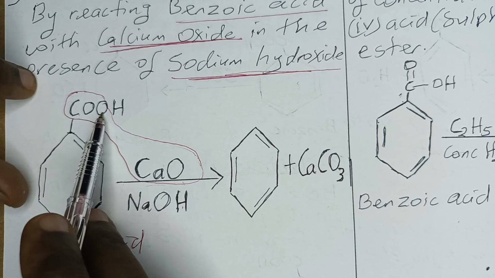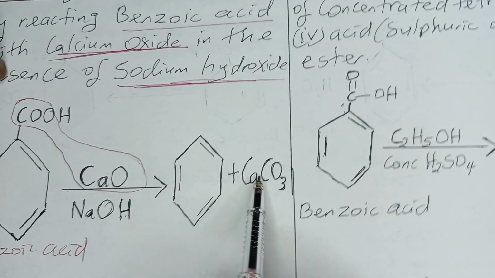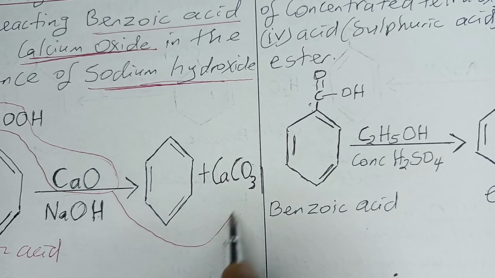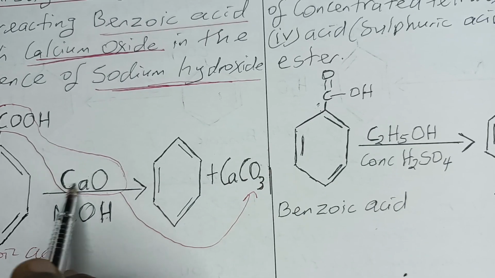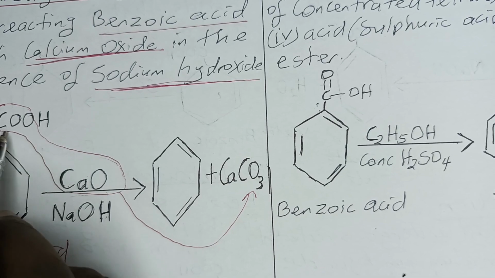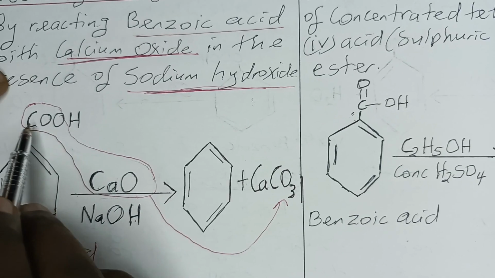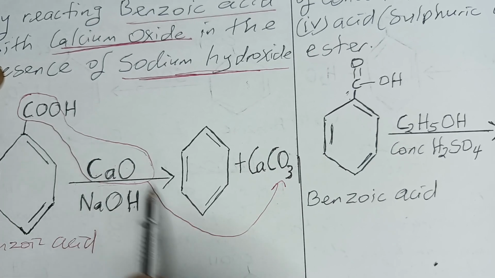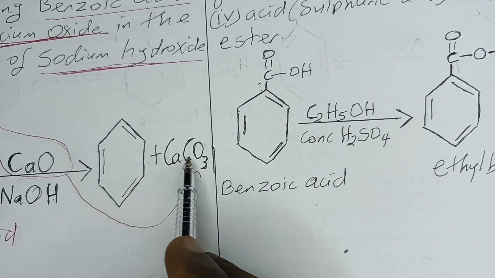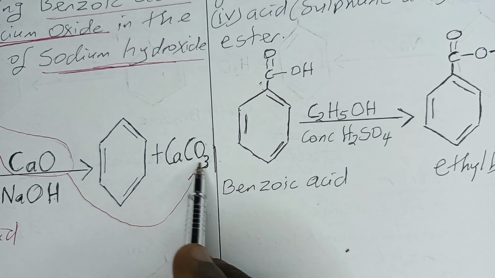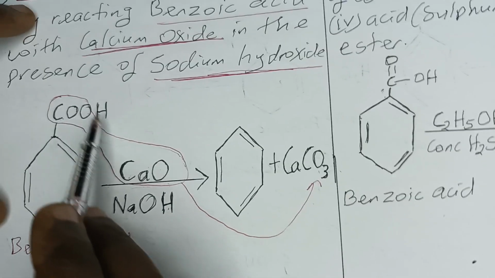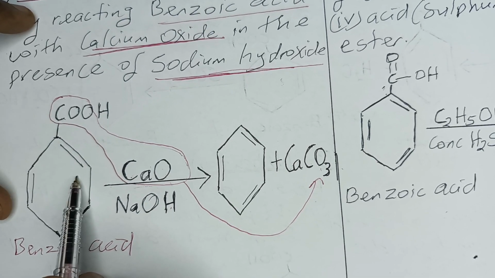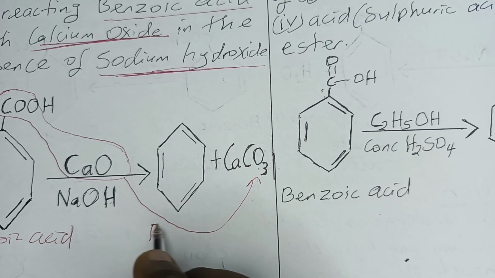CaO attacks COO to give us CaCO3. How? We have Ca, the C that is here, and O in 3, 1, 2, 3, CO3. So CaCO3, that's the byproduct, whereby leaving this hydrogen to attach here and makes this a complete ring, which is now our benzene.